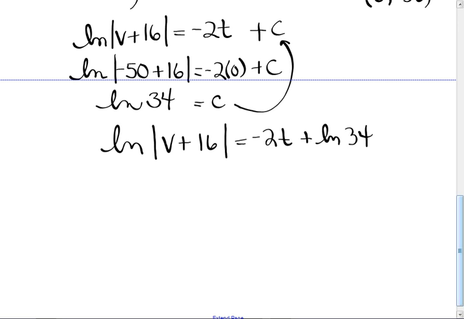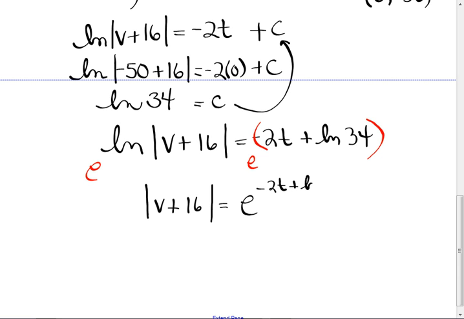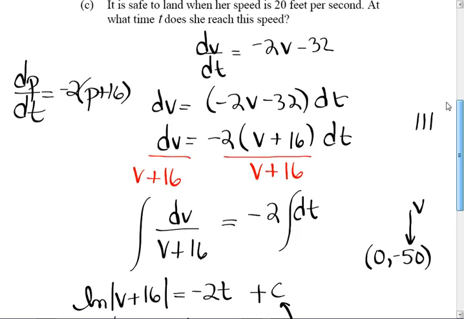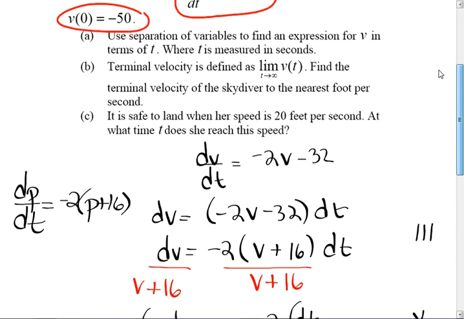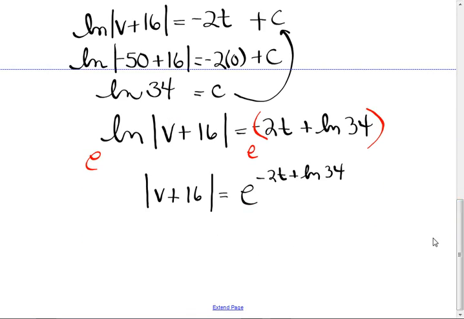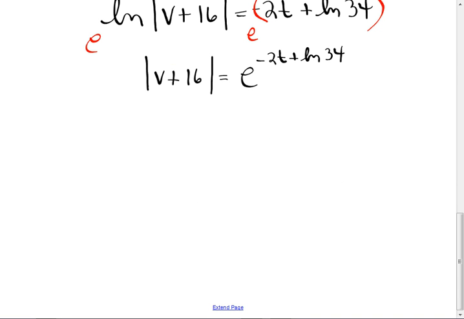Okay, now what do we do? E to the side. You can't ever distribute that. You'd like to, but it would be wrong. So this I get the absolute value of V plus 16 equals e to the -2t plus the log of 34. And I'm supposed to find V, I believe. Yes, that's part A. We're not done, are we? So I said this is worth a single point. It's a lot of work.